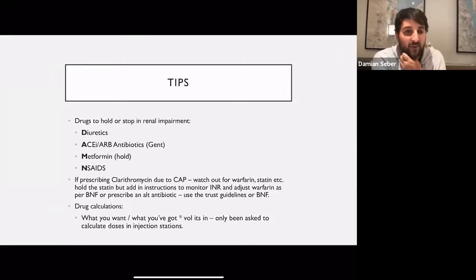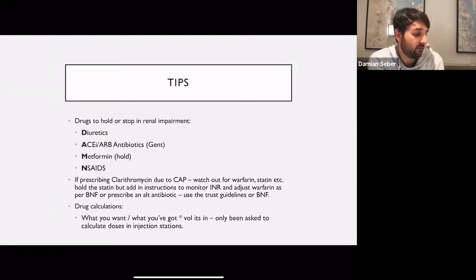Tips, so you've probably heard of DAM. That's a good one if you're prescribing in renal impairment. So you want to stop or hold diuretics, ACE inhibitors, ARBs, and some antibiotics such as gentamicin. You want to hold metformin. You won't stop metformin, but you will hold it. And some diabetic nurses may start the patient on a rapid-acting insulin instead if it's required, and then NSAIDs as well. So they're things that you would just stop or hold. And it's really up to you. If you've got a really cracking AKI, just stop the medications. Otherwise, you can just hold them for a few days.